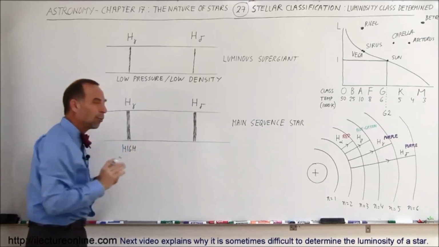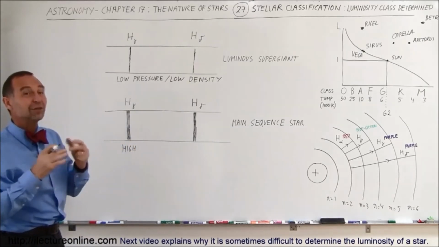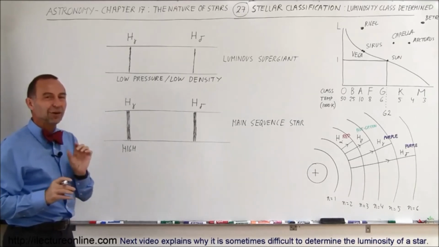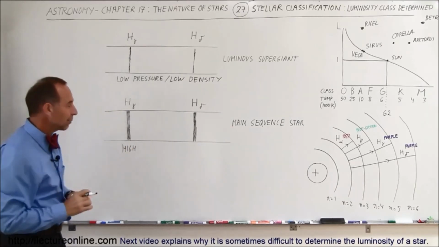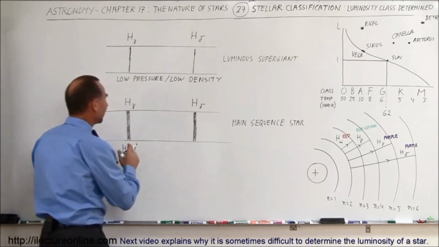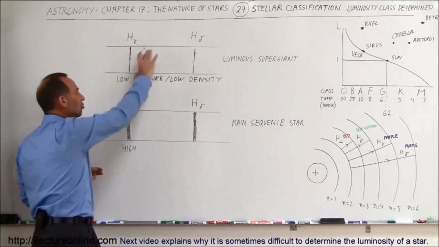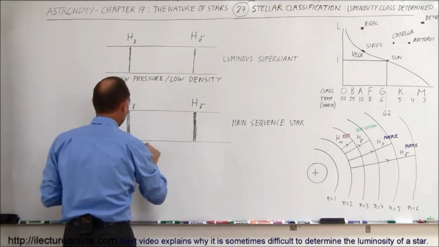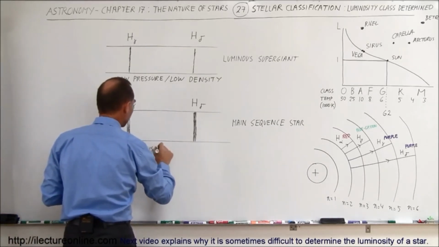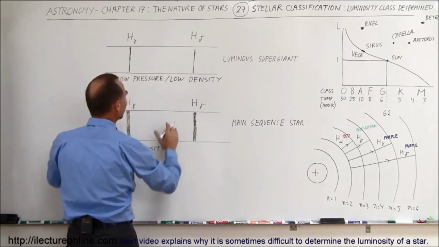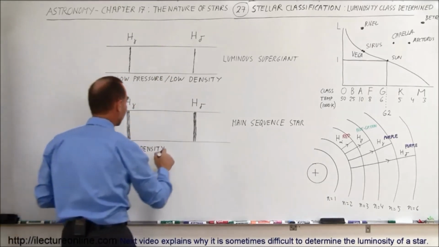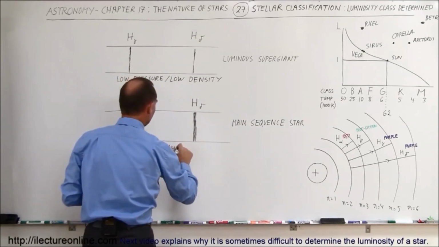Of course, that is relative, because at the photosphere of even main sequence stars, the gases are not very dense compared to what we're used to with atmospheric pressure here. But in comparison to the giant stars, the density and the pressure is much higher. So we have high density and high pressure, relatively speaking, at the surface of stars on the main sequence relative to subgiants, giants, or supergiants.